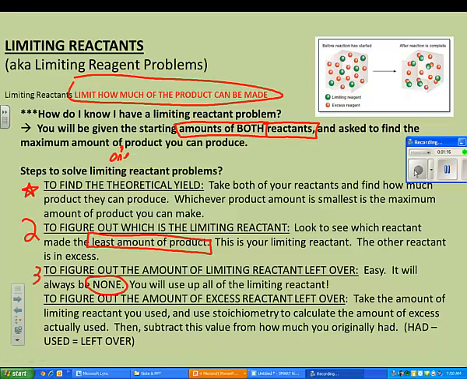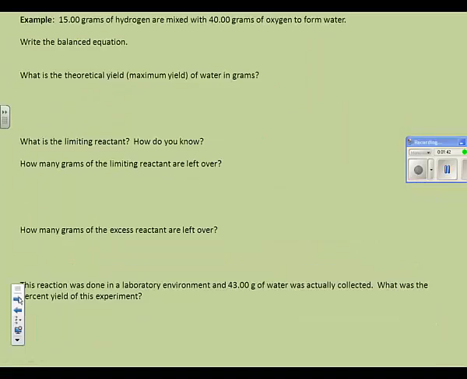And step 4, to figure out the amount of excess left over, this one's a little bit weird. You take the amount of limiting reactant you used, and then use stoichiometry to calculate the amount of excess reactant actually used. Then you do the equation: had minus used equals leftover. That doesn't make a whole lot of sense until we actually start doing some practice problems. We'll jump right into it.